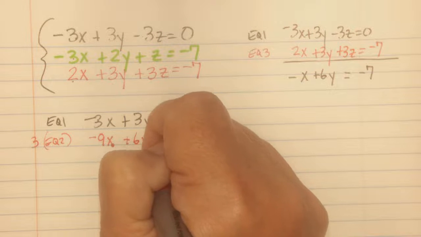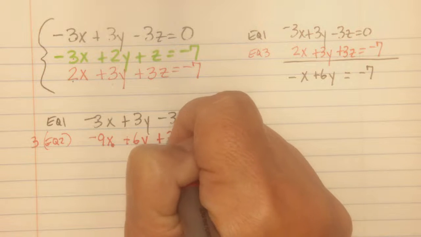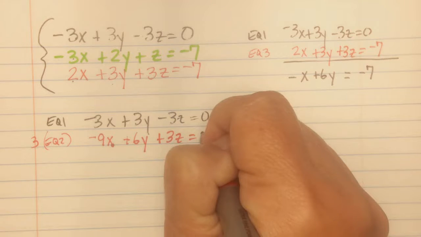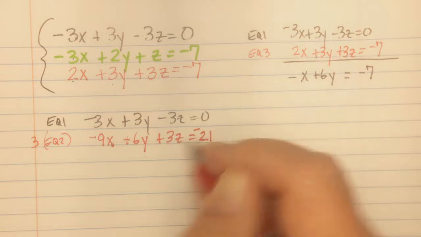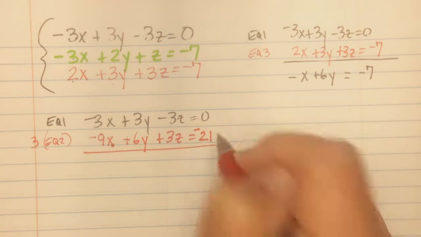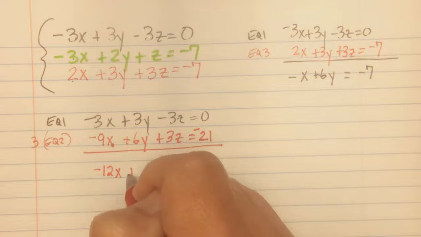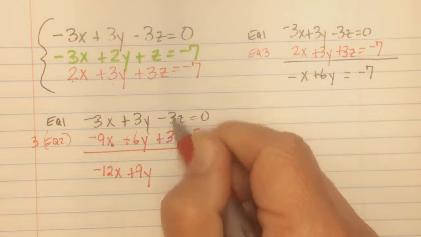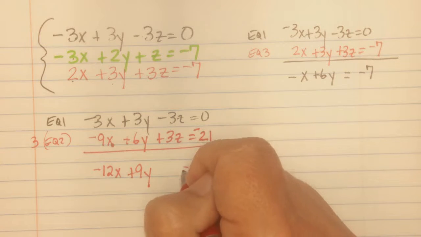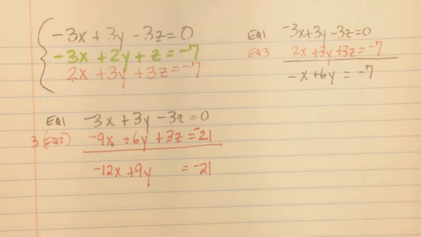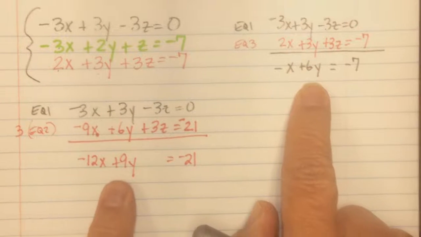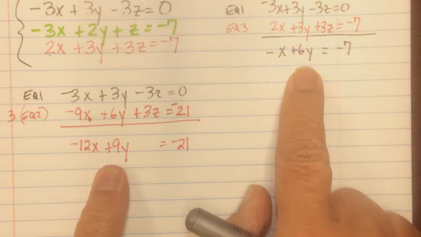So I'm going to get 6y, and then I'm going to have plus 3z, and I'm going to have equals -21. So now I'm going to add these two equations together. So I'm going to get -12x plus 9y, and here my z's add up to 0, and then I get -21. So now I've got these two equations that no longer have a z in them.